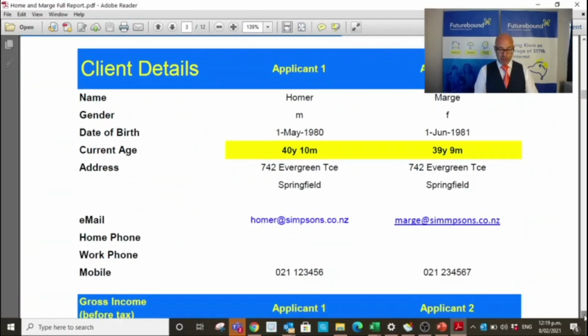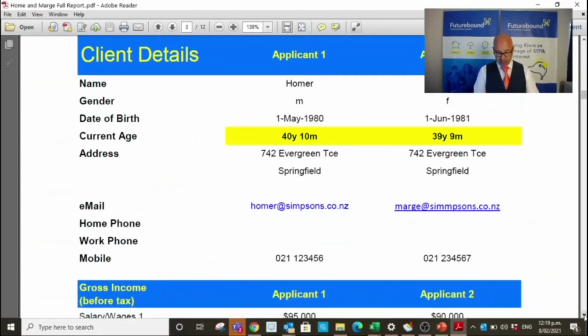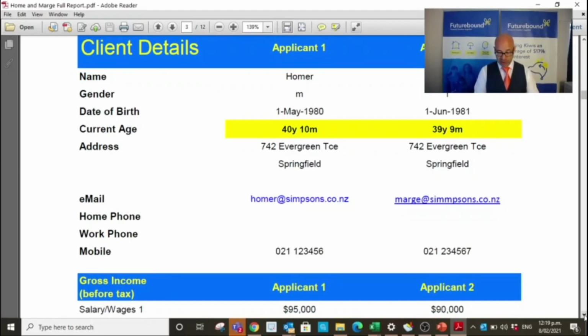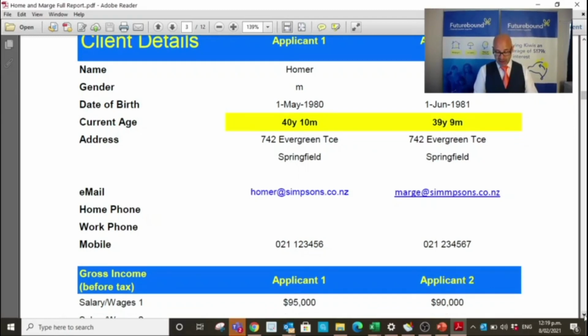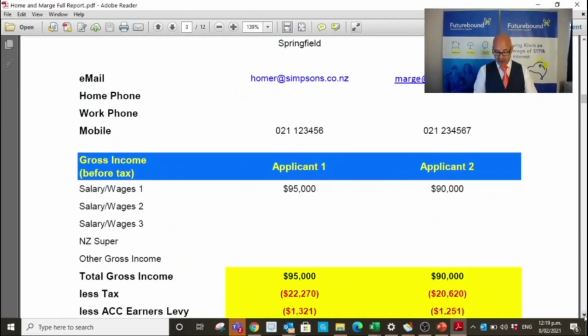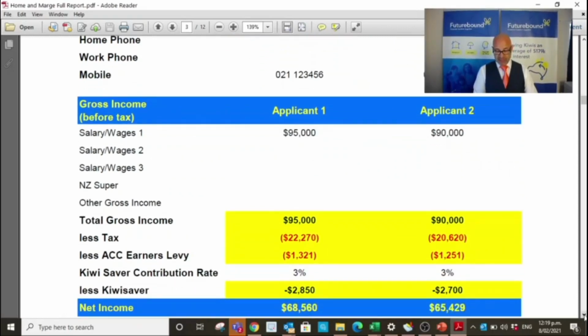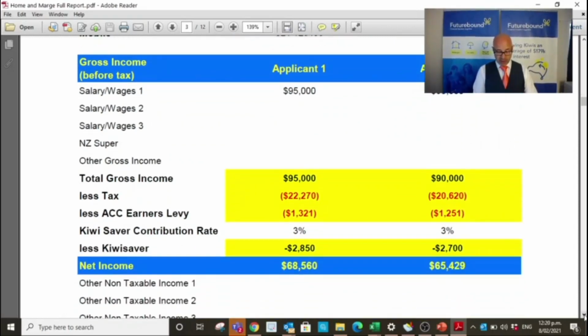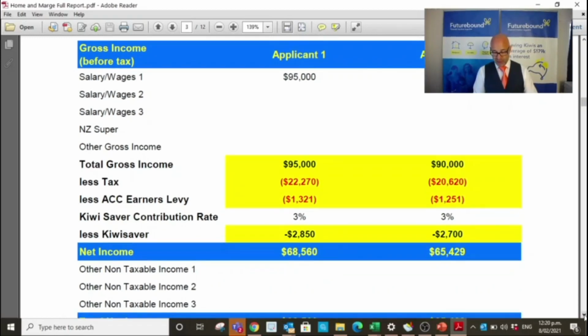And then here we've done a report for Homer and Marge, and we're going to look at their situation. So you can see that Homer is just over 40 years old, nearly 41, and Marge is 39 and 9 months. We've got their address and their contact details and their phone number there. And this is now the income table. So Homer earns 95 and Marge earns 90.